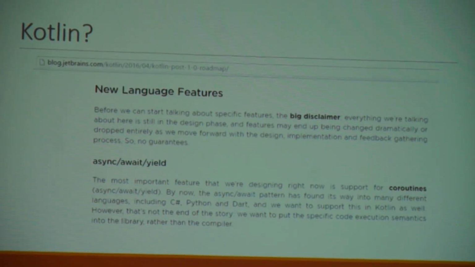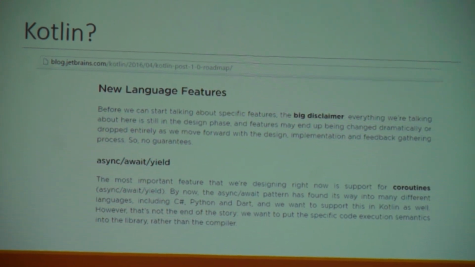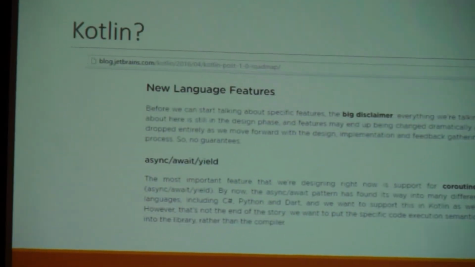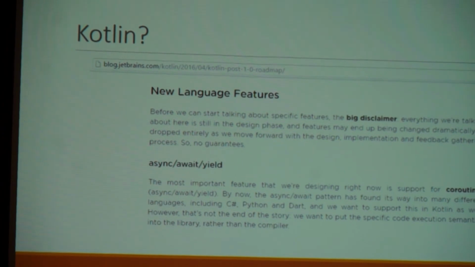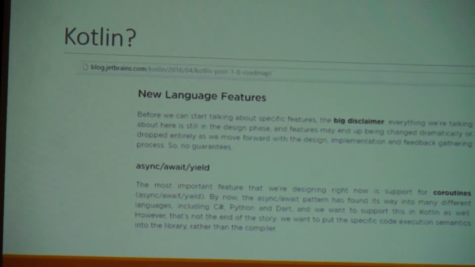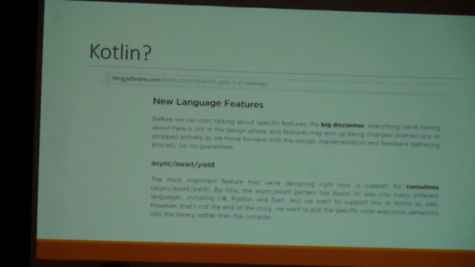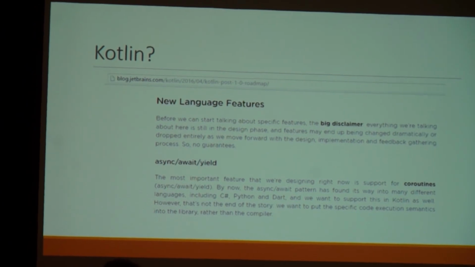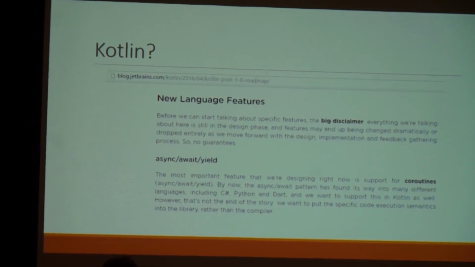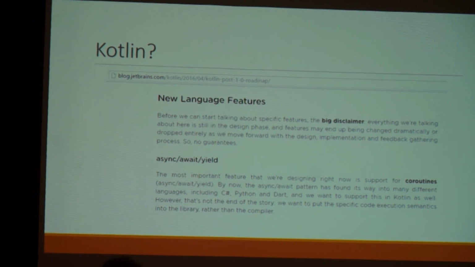But Kotlin, by JetBrains, you can actually convert Java files to Kotlin. It runs on the JVM. It has some really cool features. It's a very similar language to Swift, if you've done any iOS programming. But basically, they are actively working on async and await and yield right now with coroutines for Kotlin. And you can do Kotlin programming on Android as well.